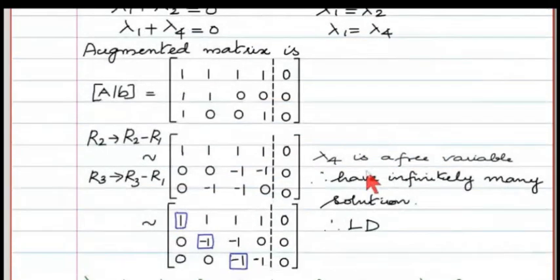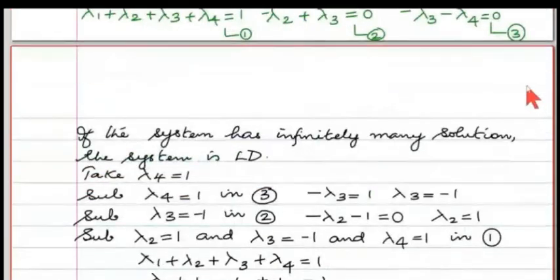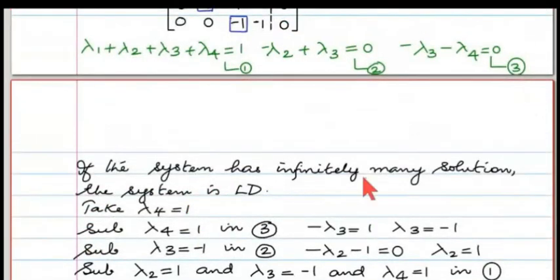So the augmented matrix is like this, and we can reduce it. We will get 3 pivots, and lambda 4 is a free variable. That means we will have infinitely many solutions, so it is linearly dependent. If the system has infinitely many solutions, then the vectors are linearly dependent.